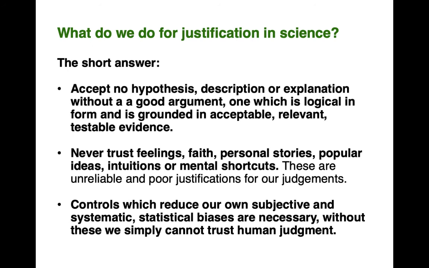What do we do for justification in science? The short answer: accept no hypothesis, description, or explanation without a good argument, one which is logical in form and is grounded in acceptable, relevant, testable evidence. Never trust feelings, faith, personal stories, popular ideas, intuitions, or mental shortcuts. These are unreliable and poor justifications for our judgments. Controls for biases, which reduce our own subjective and systematic biases, are necessary. Without these, we simply cannot trust human judgment. We can use it, but we can't trust it. We can't trust it because it's not reliable.